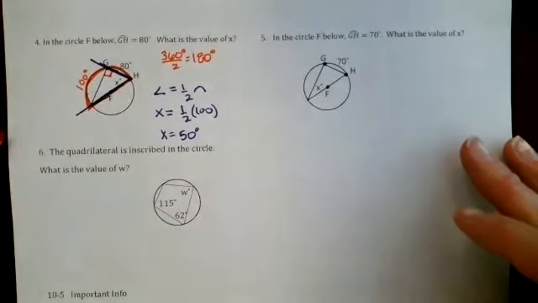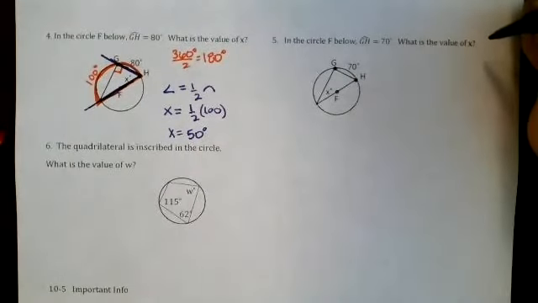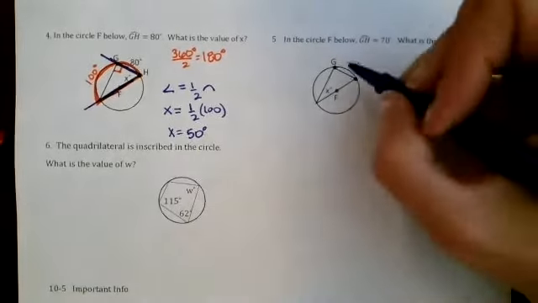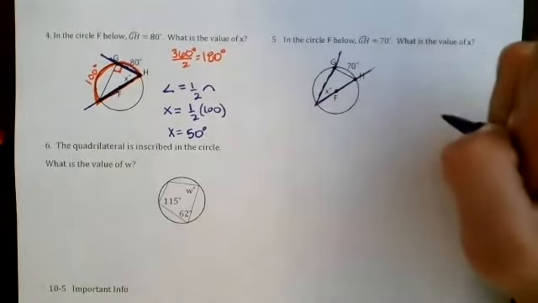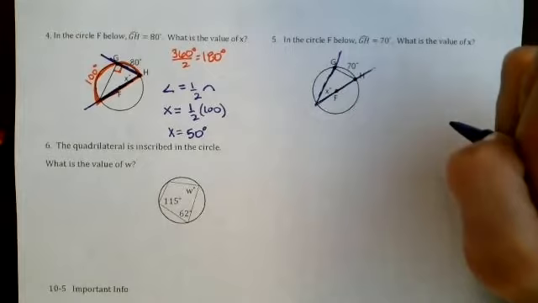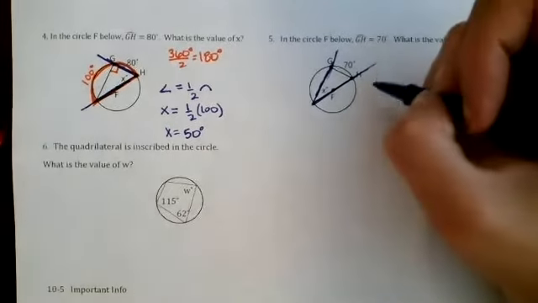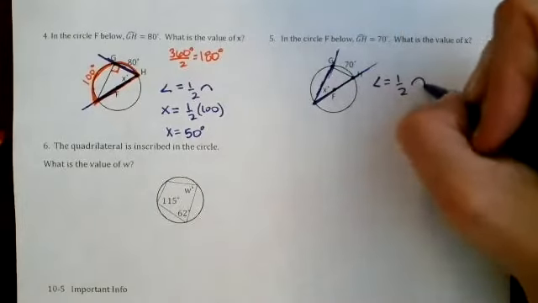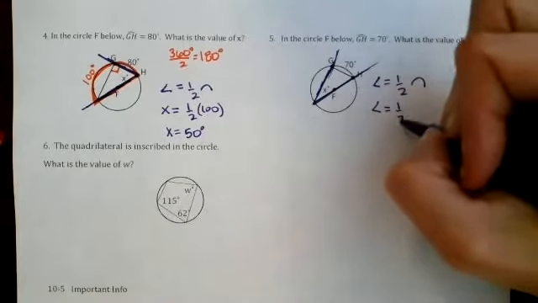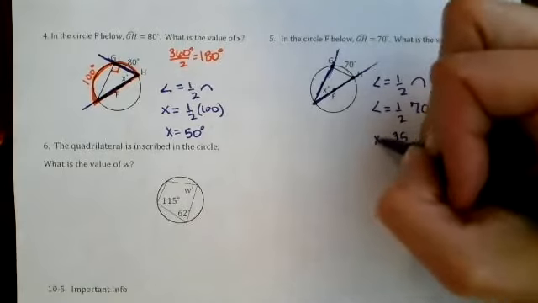Number 5, we have that GH is 70. What is the value of x? So this one, we don't even need to know that that angle was inscribed in a semicircle to do this one. We can just do the angle is equal to half the arc. And so we get the angle is half of 70. So our angle is 35.